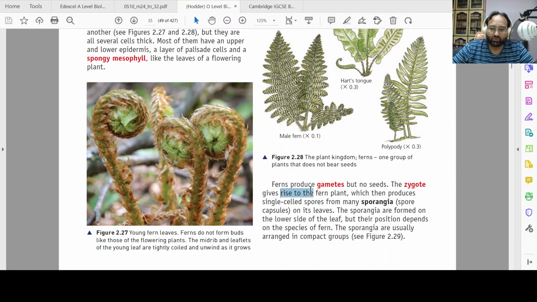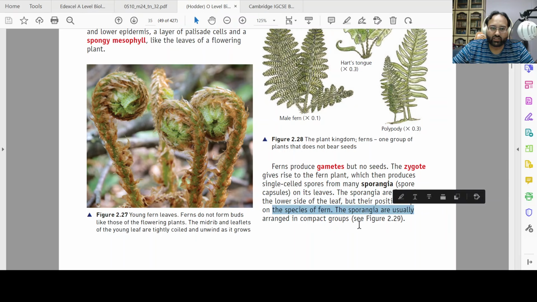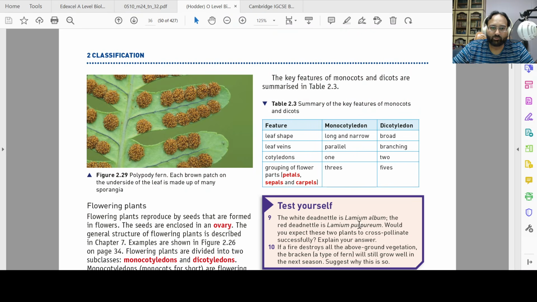right? It gives rise to new fern plants, which then produce single-celled spores from many sporangia on its leaves. They are formed on the lower side of the leaf, but their position depends on the species of fern. I think they have an image over here on the next page. There you go. That is going to form spores. Those spores are going to be released. They're going to go into the soil, and that's going to give rise to new fern plants.